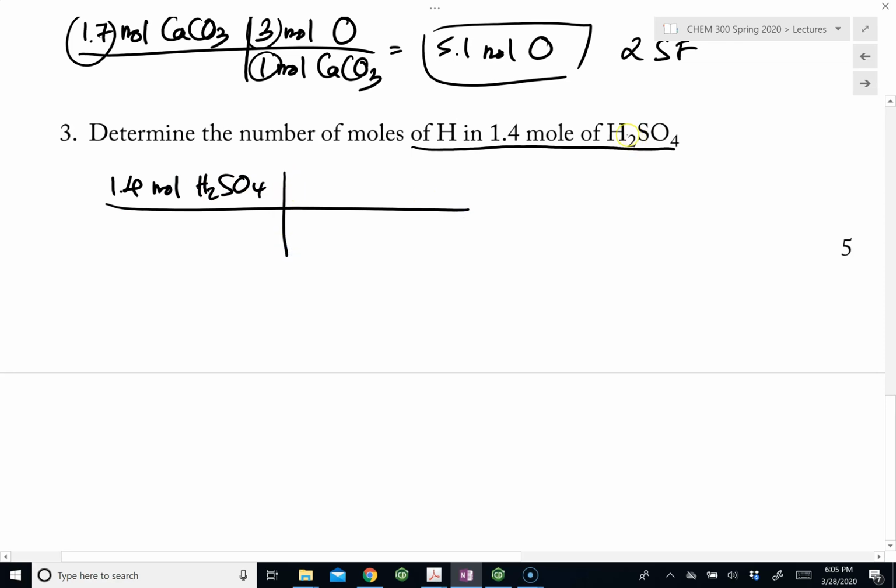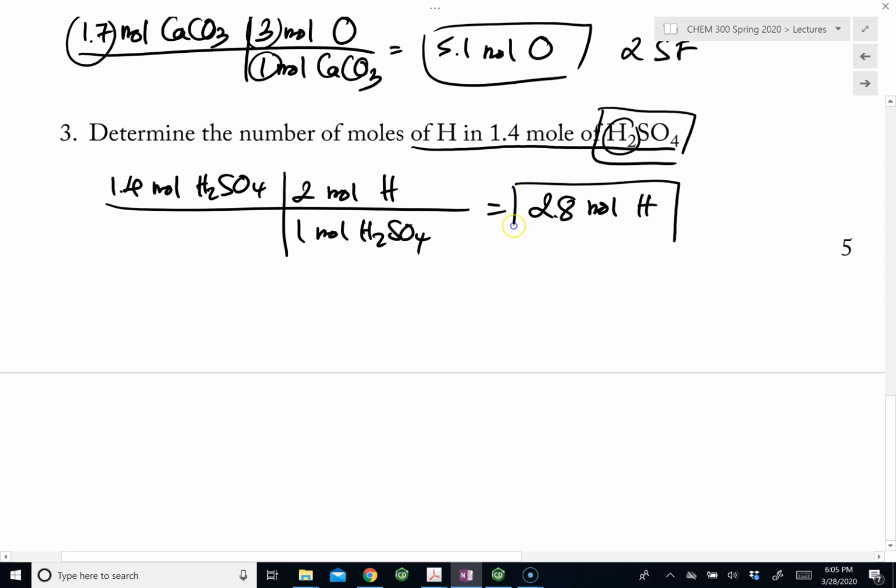And we have seen here, based on the chemical formula, for every 1 mole of sulfuric acid, there are 2 mole of hydrogen. So therefore, we will be putting 1 mole of sulfuric acid on the denominator. And on top, we have 2 mole of hydrogen. So this will then equal 2.8 mole of hydrogen. And the answer will then be rounded to 2 sig-figs. Again, this ratio right here has an infinite amount of sig-figs since it is an exact value.